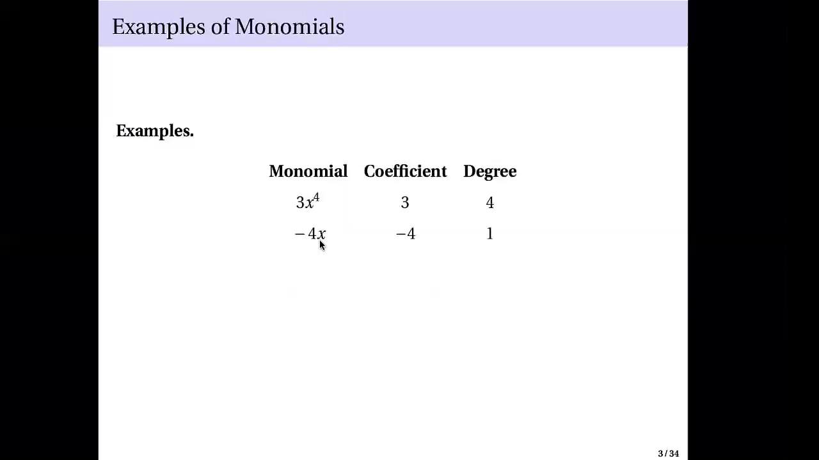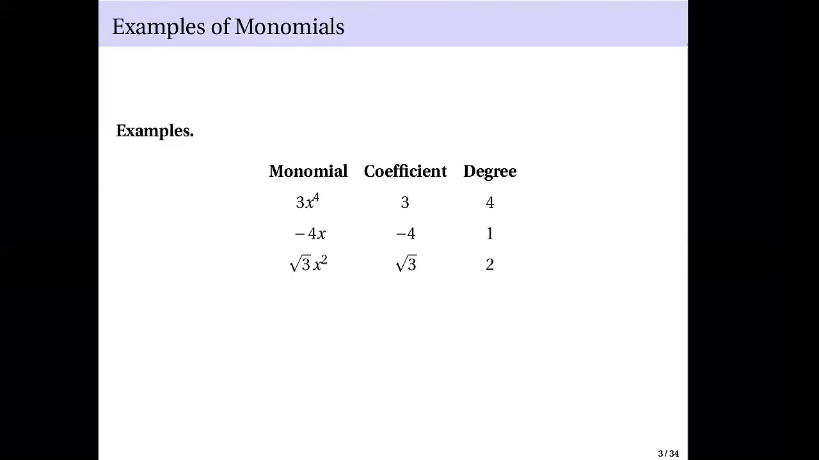Another example here is negative 4x. So negative 4 is the coefficient. And in here, you don't see a number for the exponent of x. But when you only see the variable without a superscript, the exponent is actually 1. Remember, any number raised to 1 is the number itself. So x to the 1 is simply x. And therefore, this monomial, negative 4x, has degree equal to 1.